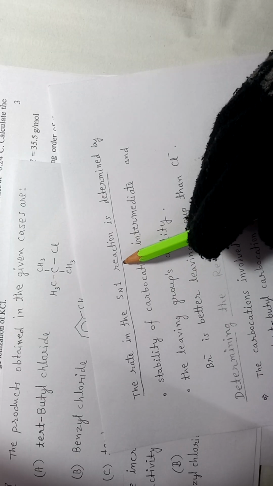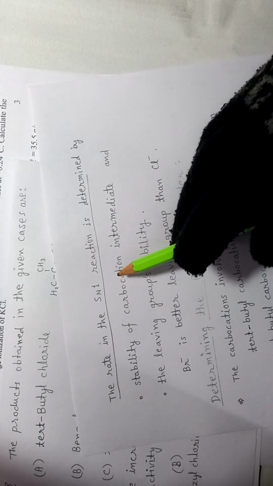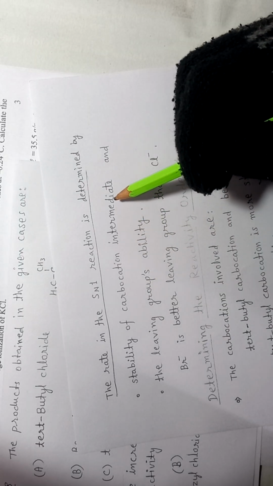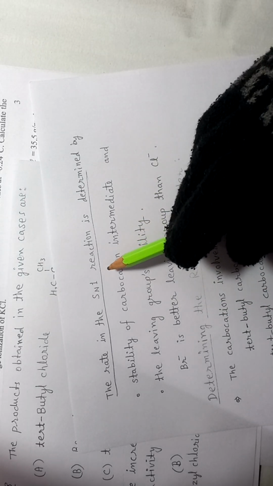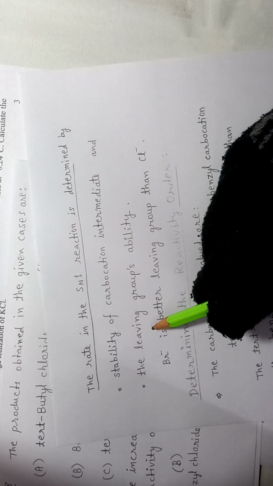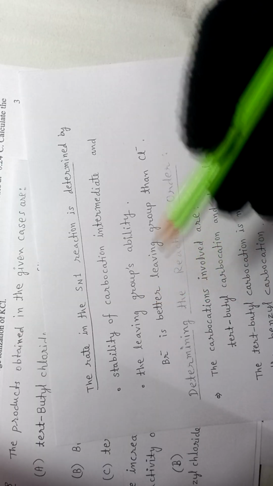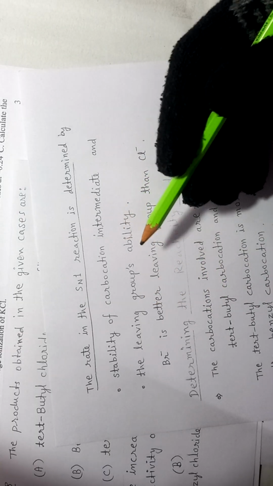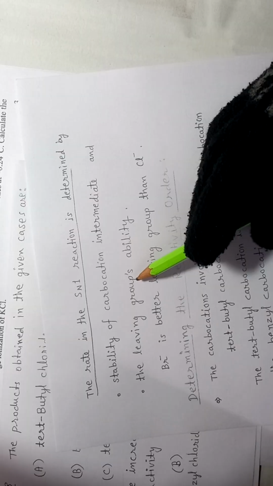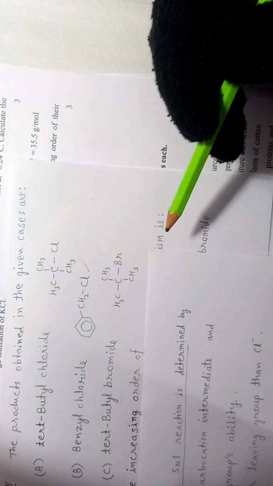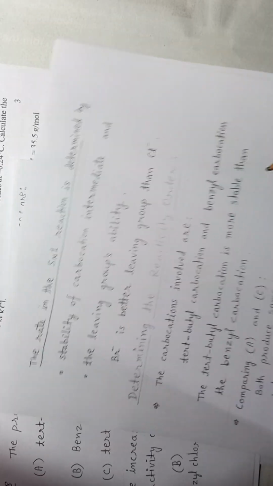Now let us discuss the reasons. How is the rate in an SN1 reaction determined? It depends on the stability of the carbocation intermediate. The more stable the carbocation, the faster the reaction. And also the leaving group's ability. The better the leaving group, the more easily it can leave, and the faster the reaction will be. So bromide is a better leaving group than chloride, because here we are involving chloride and bromide; only two leaving groups are there.